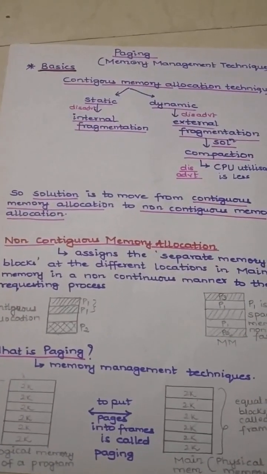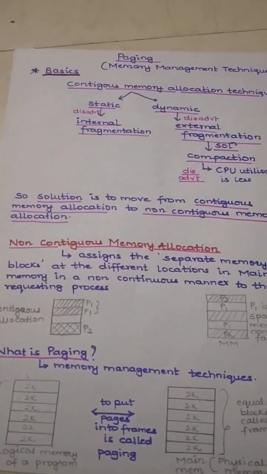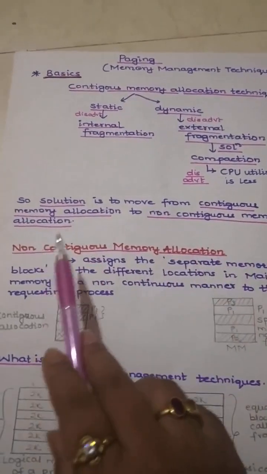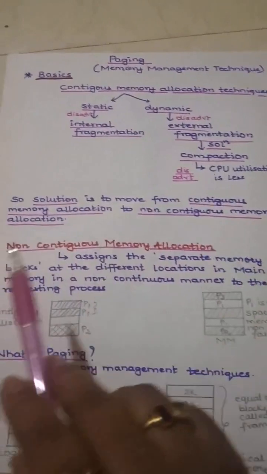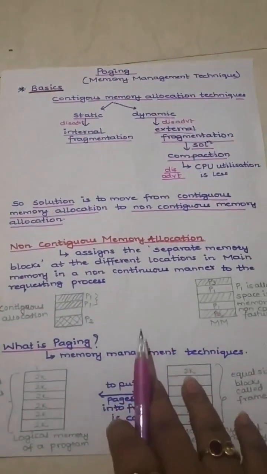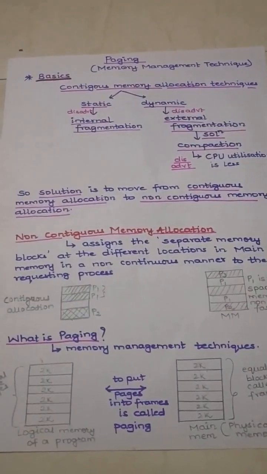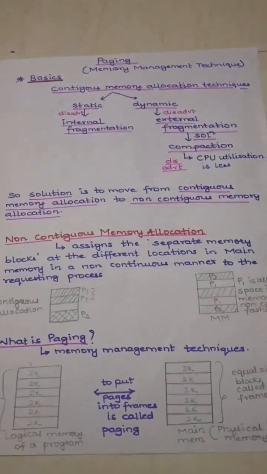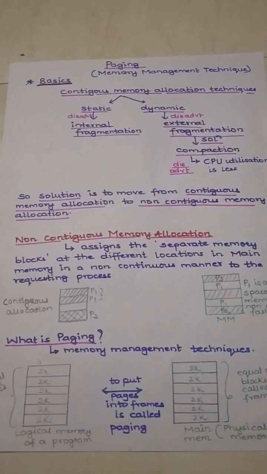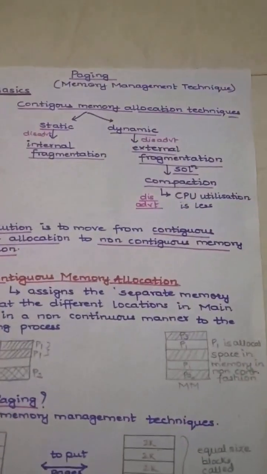So to overcome this disadvantage of CPU utilization, we came up with a solution, that is to move from contiguous memory allocation to non-contiguous memory allocation. Now what do you mean by non-contiguous memory allocation? It is just the opposite of contiguous memory allocation. In non-contiguous memory allocation, what happens? Let us see this diagram particularly.